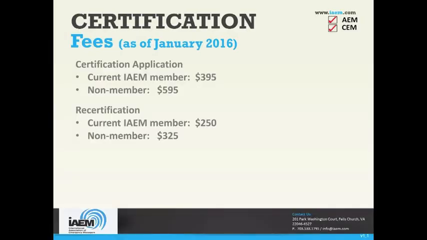So fees as of January 2016, the application fee, which includes the exam or vice versa, for an IAEM member is $395. If you're a non-member, the fee is $595. It doesn't take a whole lot of math: at the current dues rate of $190, if you become a member and use the member rate, you just saved yourself $10 off the $595. Plus you have all the benefits of IAEM the rest of the year as a full member.